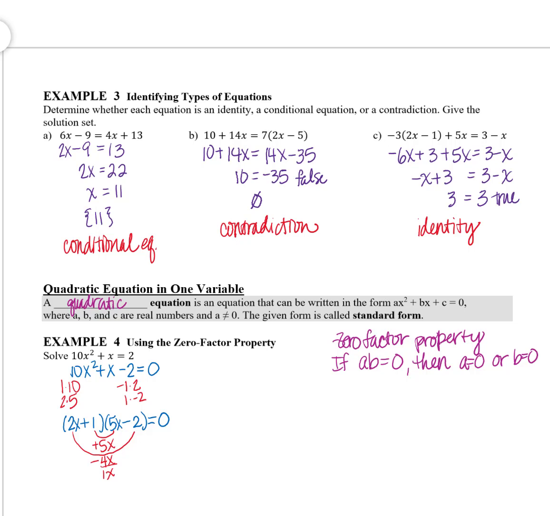So now we've got this in factored form, I can use the zero factor property. We set each factor equal to 0, since one of those factors has to be 0, and then we solve for x. So I'll subtract 1 from both sides, divide by 2. For the other equation, I'll add 2 to both sides and divide by 5. So this has two solutions, negative 1/2 and 2/5.